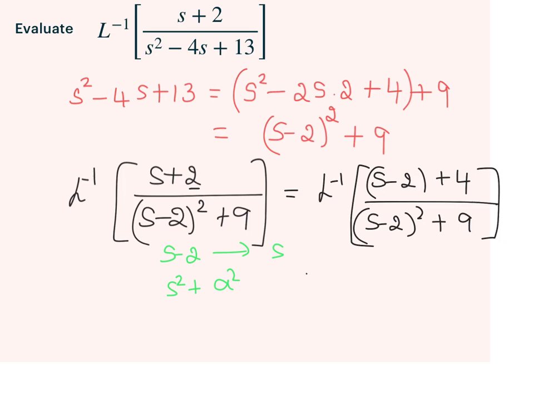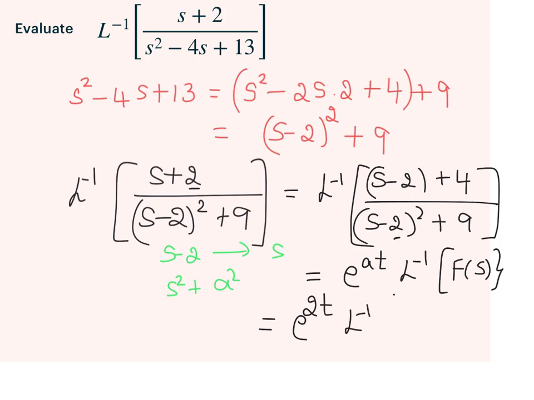So what does the shifting property say? It is e power at times L inverse of f of s. So what is a here? 2. So our answer is e power 2t L inverse. You are shifting s minus 2 to s, so that is (s plus 4) divided by (s square plus 9).